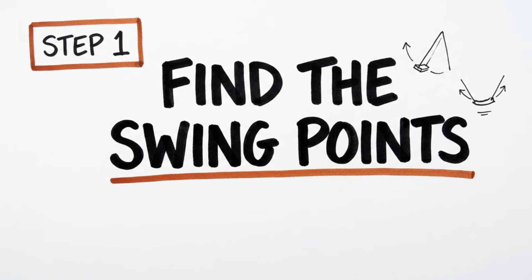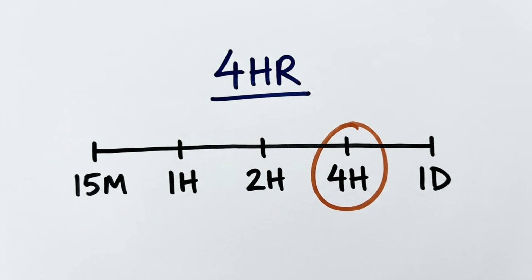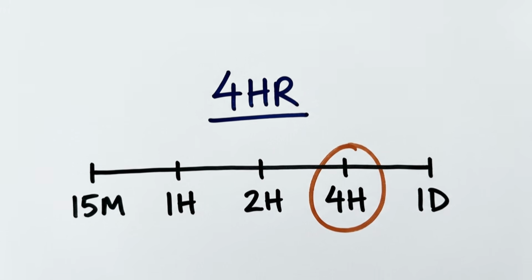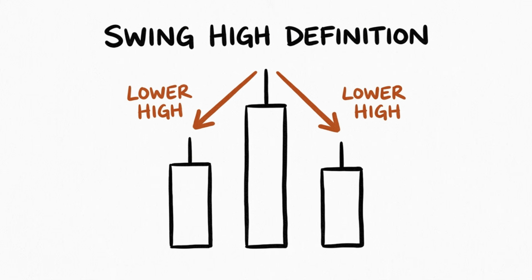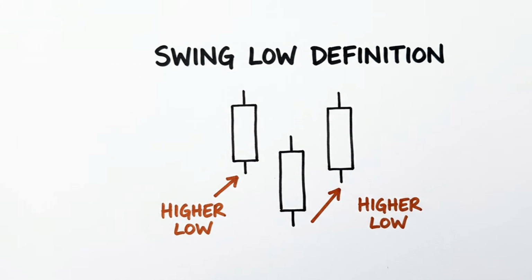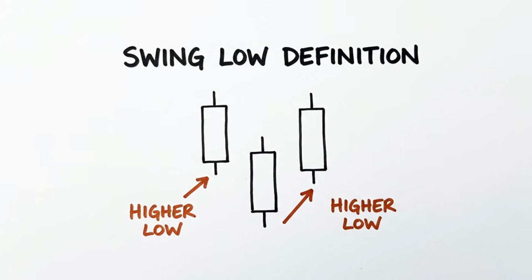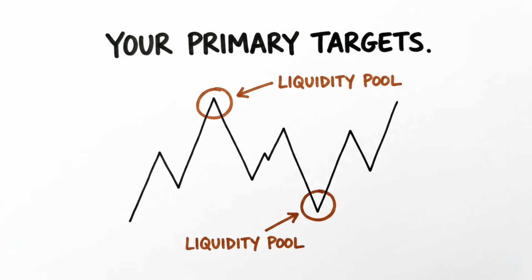Step 1. Find the swing points. Open your chart, set it to the 4-hour time frame. Now look for the most recent swing highs and swing lows. A swing high is a candle with a lower high on both sides. A swing low is a candle with a higher low on both sides. These are your primary liquidity pools.